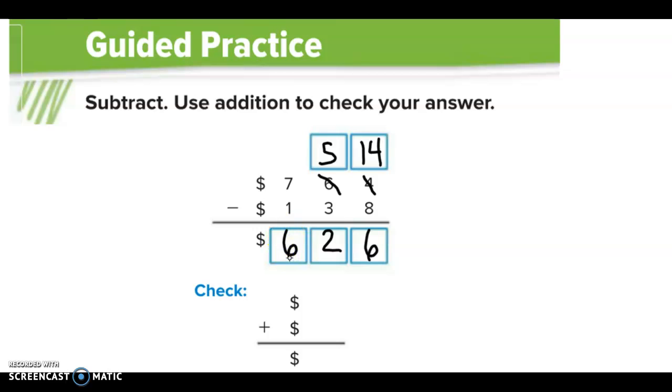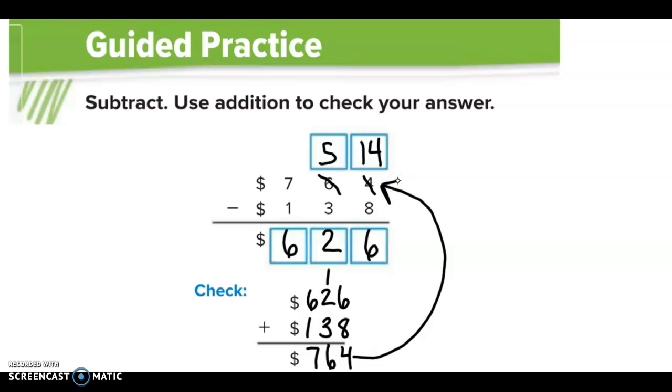Now for inverse operations, to check our work, we're going to take the answer that we think is correct, 626. We're going to use the inverse operation, which is the opposite of subtraction. So we're going to add to our middle number, and let's see what we get. 6 plus 8 is 14. Regroup the 1. 1 plus 2 is 3, plus 3 more is 6. 6 plus 1 is 7. 764 is exactly where we started. That means our answer of 626 is correct.